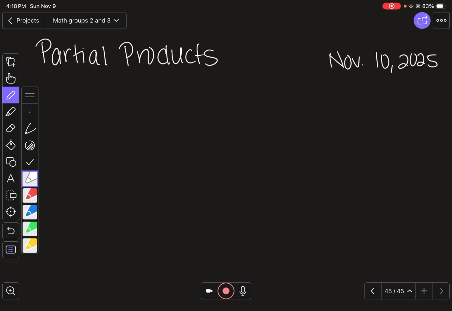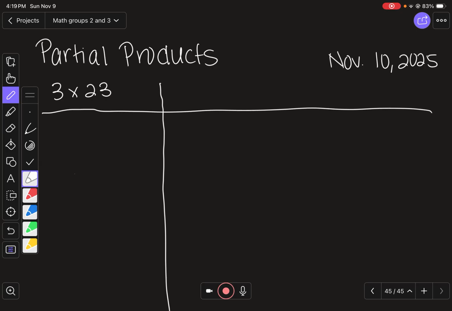So the first one I would like you to solve on your own is 3 times 23. So go ahead and pause your video and solve in whatever way makes sense to you, 3 times 23. Some of you might do 23 plus 23 plus 23. That would get you to the right answer. Some of you might be comfortable doing the standard algorithm when it comes to some of these 2-digit by 1-digit numbers. So you might know that 3 times 3 is 9, and then 3 times 2 is 6. So either way, your answer would be 69.